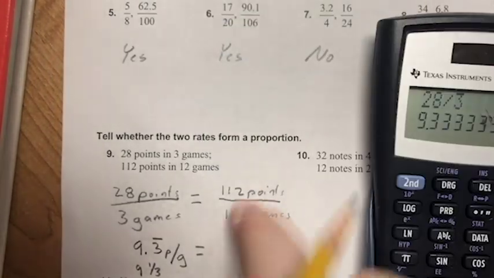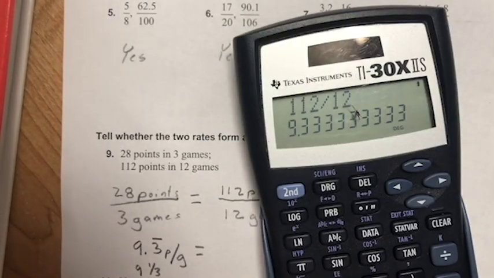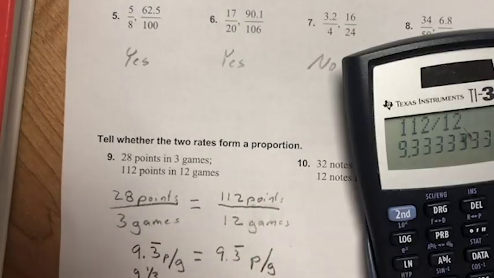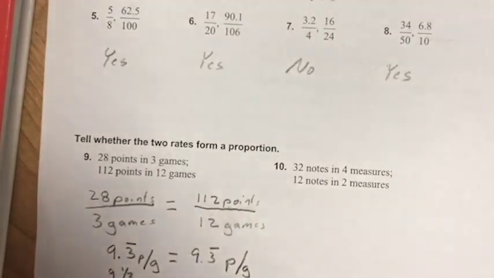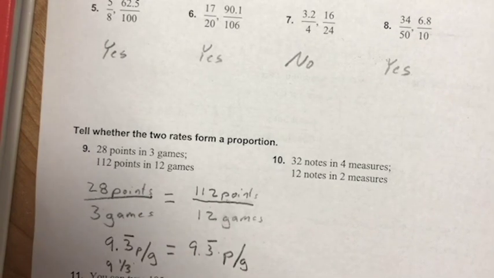So let's find out what the unit rate on this one is. 112 divided by 12. I get 9.3 repeating points per game. So are these two proportional? Yes, they are, because they are literally the same number when we point it out this way.